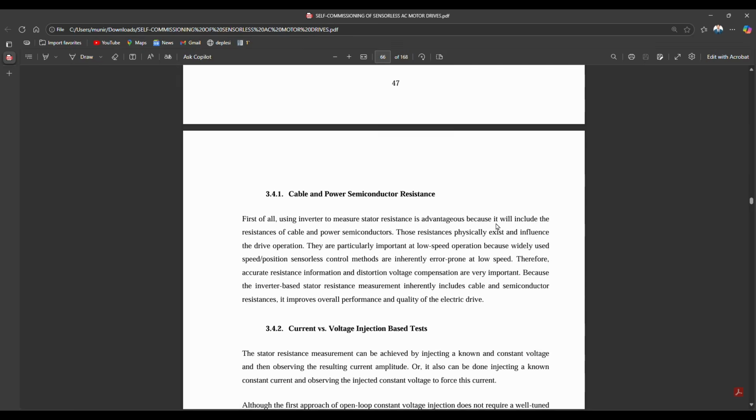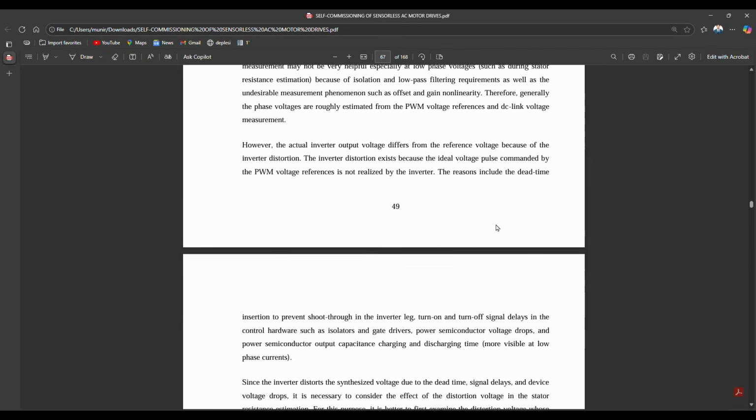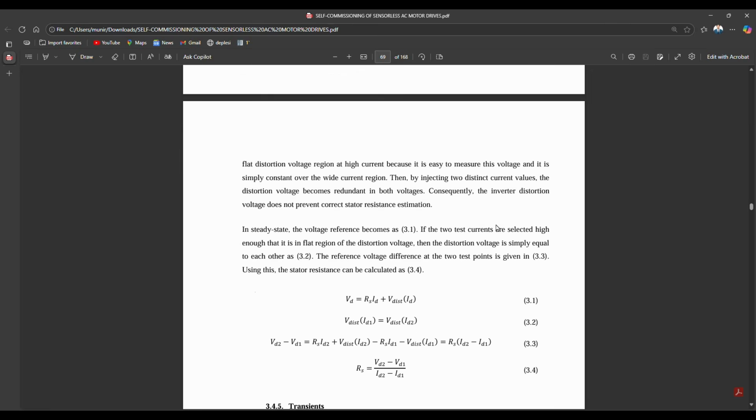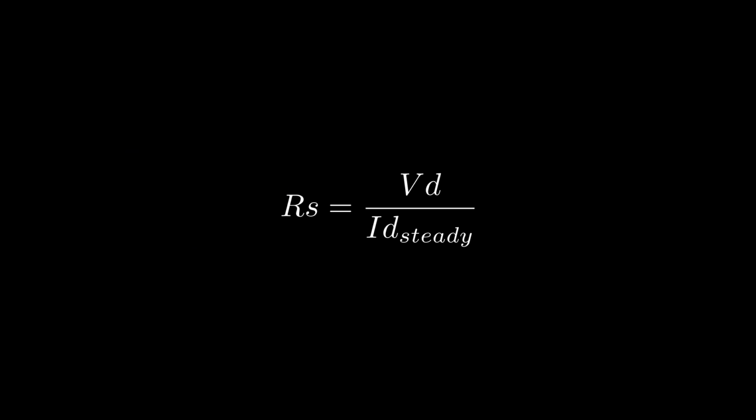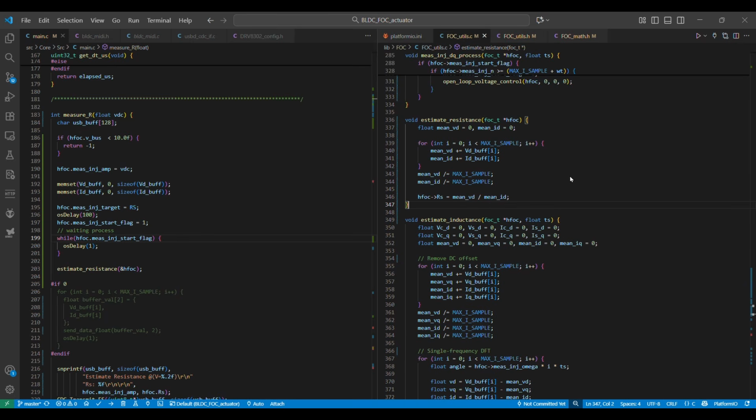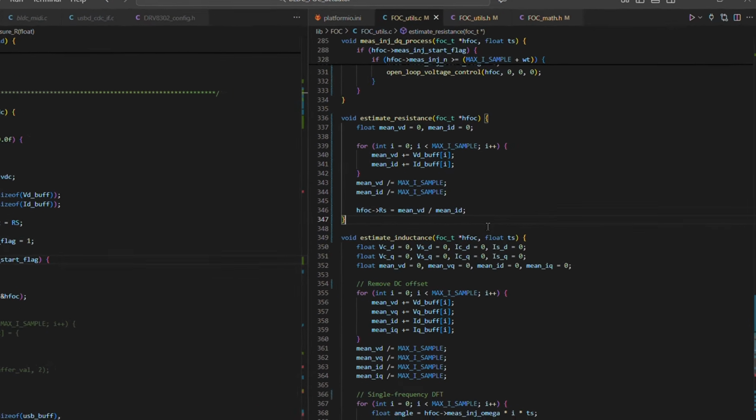From several references I've read, most of them measure resistance separately using a simpler approach. The method is to apply a constant DC voltage on the D-axis instead of injecting a small AC signal. The resistance value is then calculated by dividing the VD voltage by the ID current in steady-state condition. With this approach, the frequency effect on the resistance result can be eliminated.